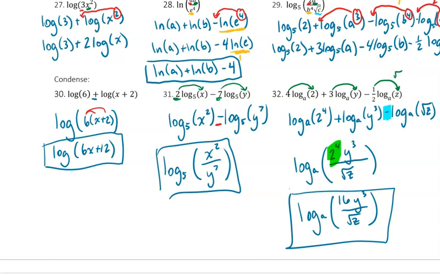Right? With that said, I will see you in the next video where we start talking about solving some of these equations. So I will see you in that one.